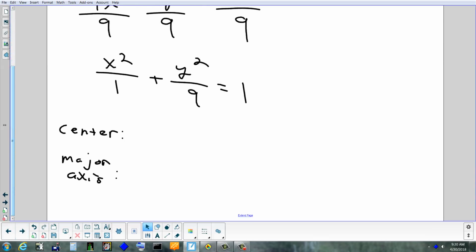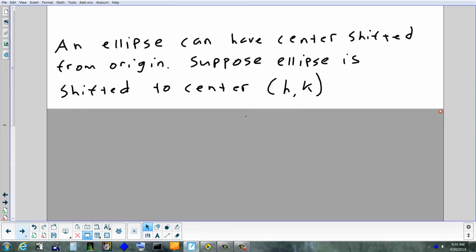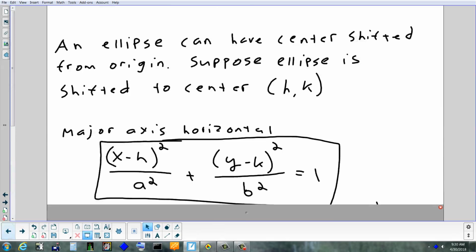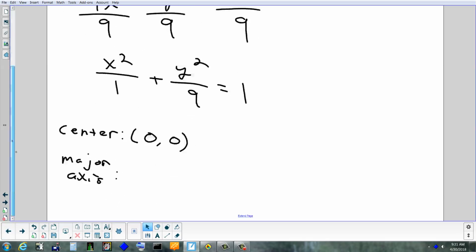Okay, Tanya, where's my center here? 0, 0. Okay, just to show you a case when it's not 0, 0, we'll get to this eventually. But when it's not 0, 0, everything's going to look the same except the numerator. The numerator is going to have like x minus a number and y minus a number. Or it could be y plus a number if you subtract a number. Okay? So you'll know when the center has been shifted. All right. So the center is 0, 0.